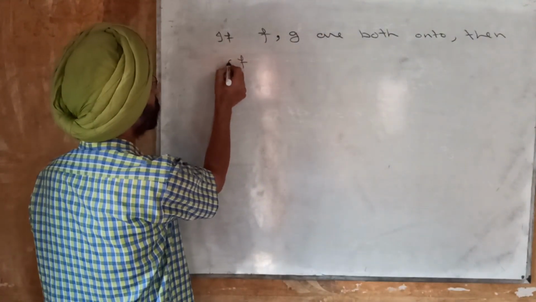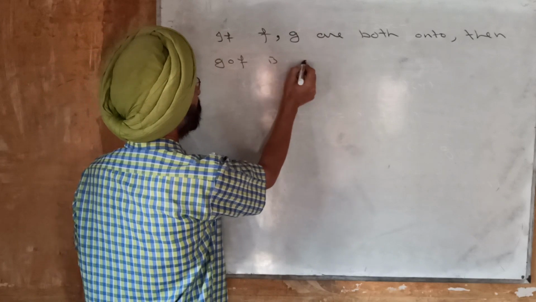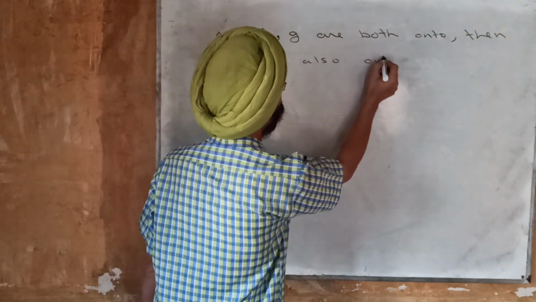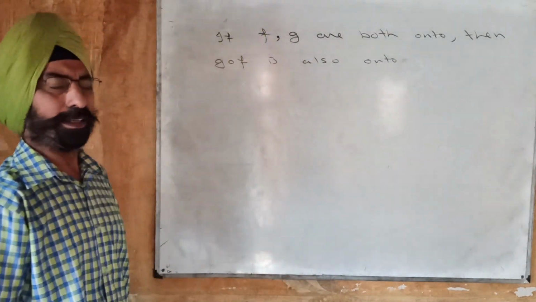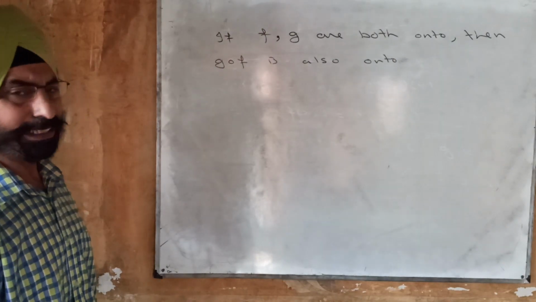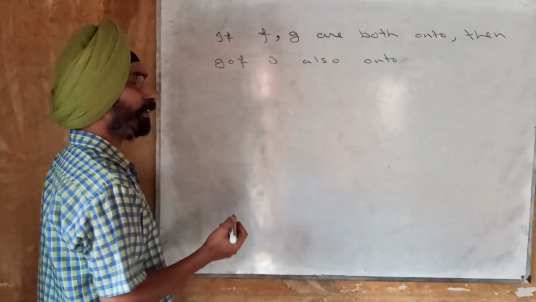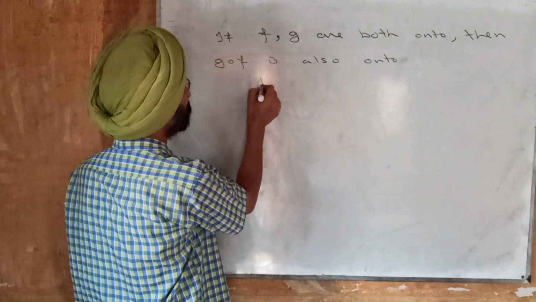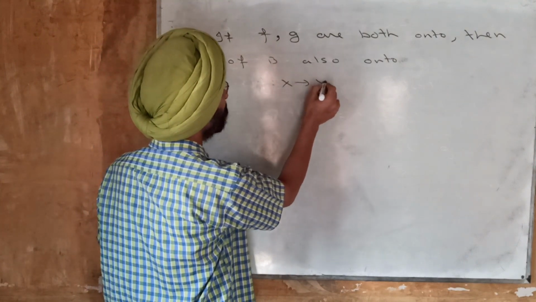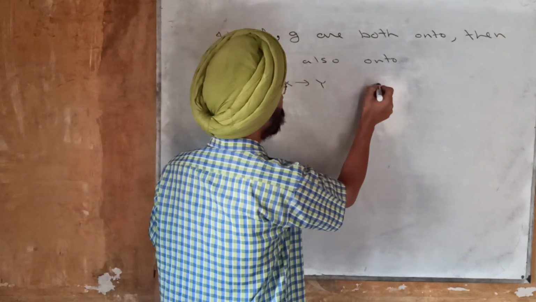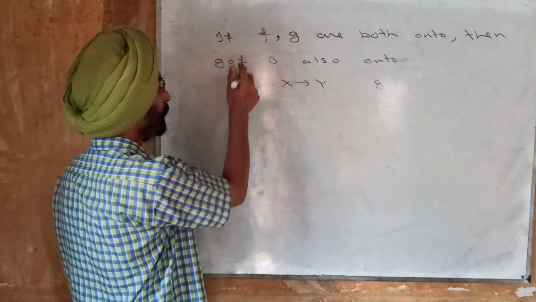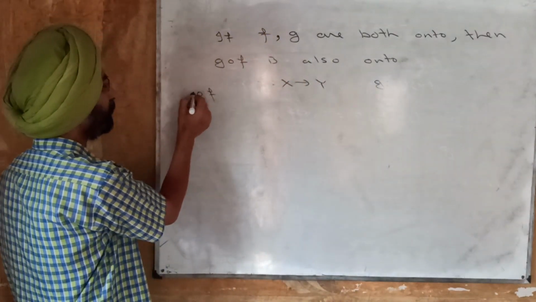The second property is very much similar, that if two functions f and g are both onto, then their composite function f composite g is also onto. And the proof is once again very easy. What we have to prove: f is a function from x to y, and g is a function, because g will be implied, we are talking about f composite g.